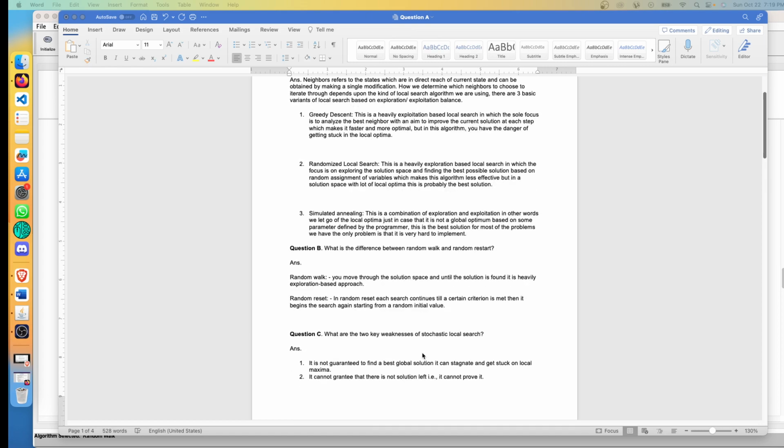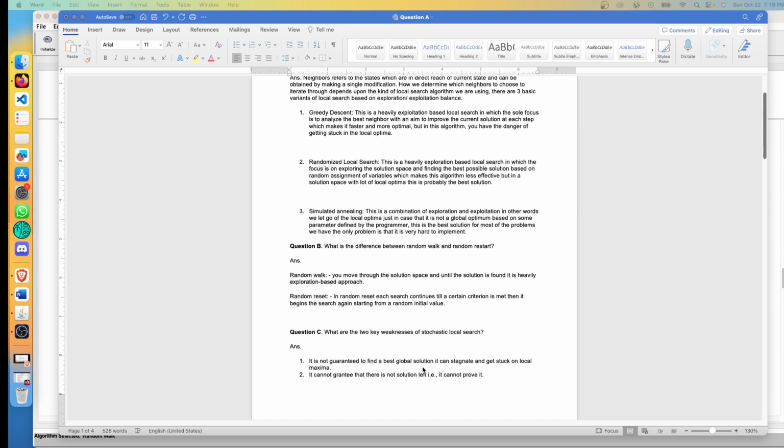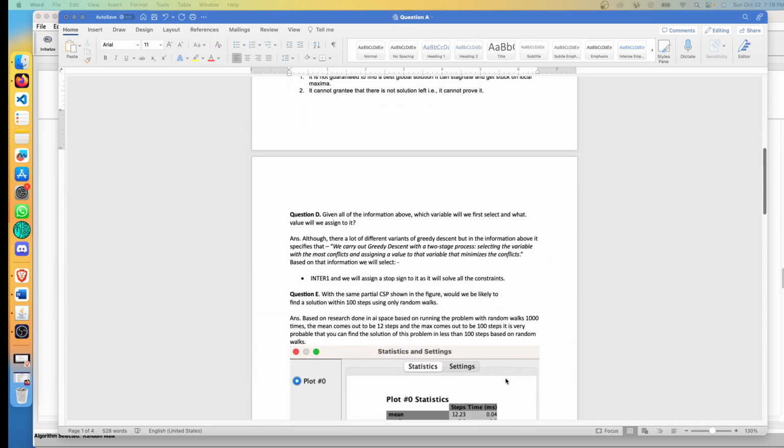What are the two weaknesses of stochastic search? The first one is that it is not guaranteed to find the best global solution. It can get stagnant, as I mentioned above. And the second one is that it cannot guarantee that there is no solution. That means it cannot prove it.